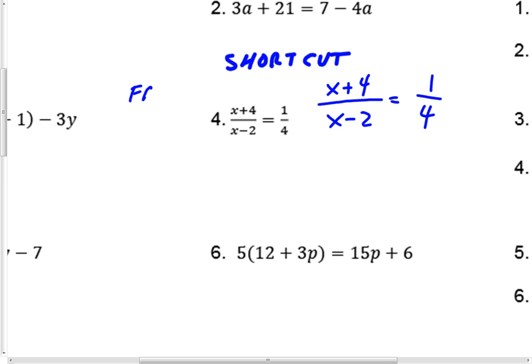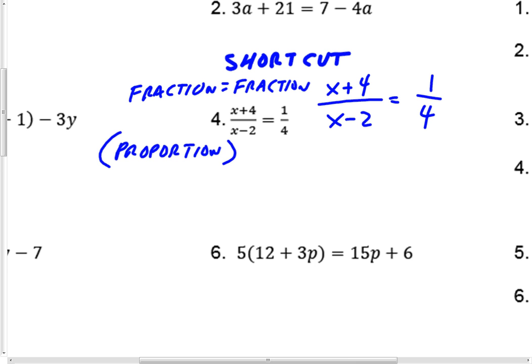If you see a fraction equal to a fraction, it doesn't matter how big the fraction is. We have x plus 4 over x minus 2 equal to a small fraction. That's a little bit bigger. We're calling this a proportion. Anybody remember a shortcut for dealing with a proportion situation?